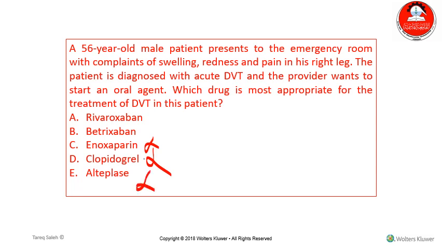So this leaves us between rivaroxaban and betrixaban, and we mentioned that betrixaban is approved for the prophylaxis against DVT, but not for the acute treatment of deep venous thrombosis. This means that the correct answer for this question is A.